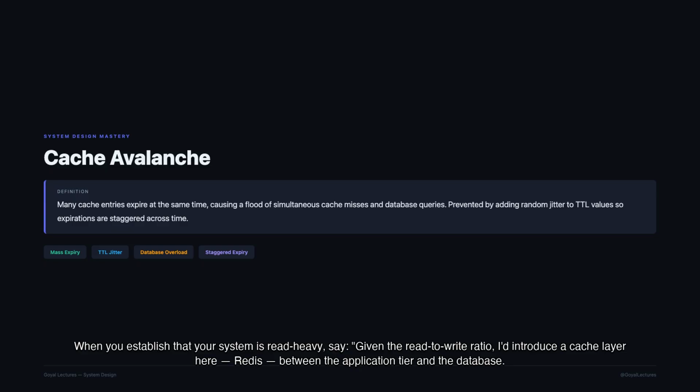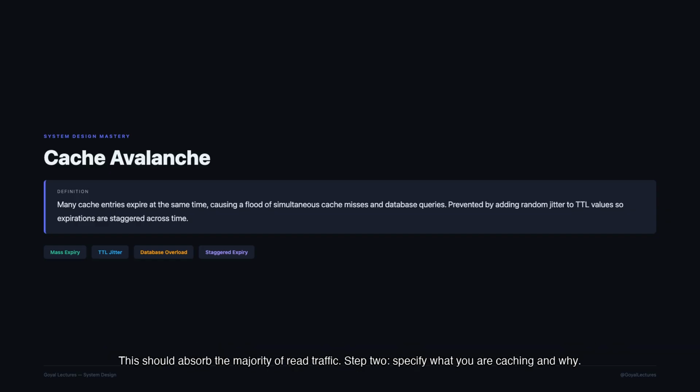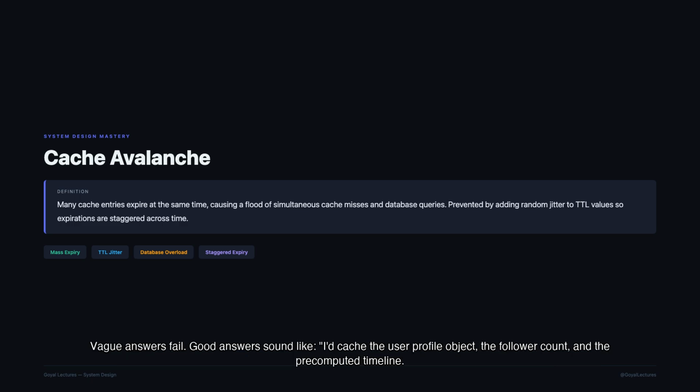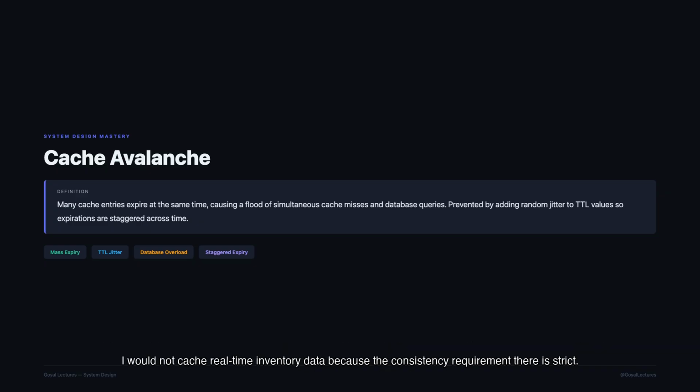Step 2. Specify what you are caching and why. Vague answers fail. Good answers sound like: I'd cache the user profile object, the follow account, and the pre-computed timeline. I would not cache real-time inventory data because the consistency requirement there is strict.